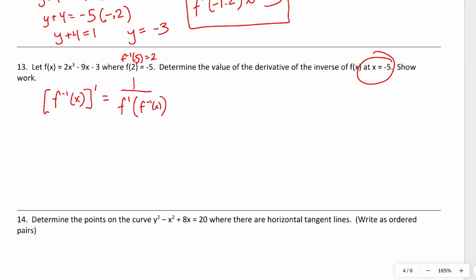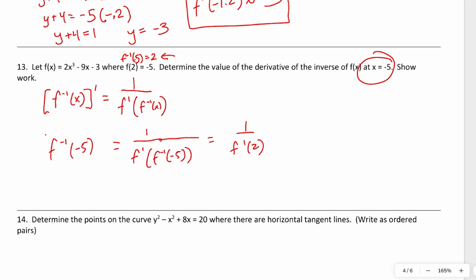So anyway, we want to evaluate this when x is negative 5. So I'm going to write 1 over f prime of f inverse at negative 5. Now we know the f inverse at negative 5 is 2. So this is going to equal 1 over f prime of 2. I never wrote that. Sorry, I got sidetracked here. F inverse of negative 5. There we go. Okay, so this is going to be 1 over f prime of 2.